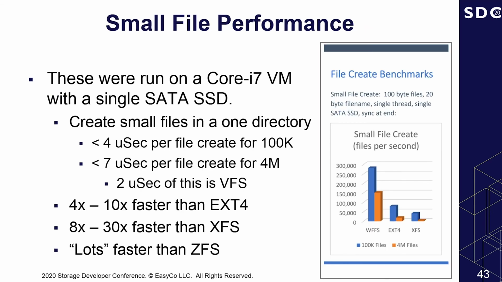So how about some numbers? I did some testing on a Core i7 7700K virtual machine with a single SATA SSD. In this setting, VFS has about a 2 microsecond overhead before you even hit the file system logic. For in-ram updates that are small enough to fit inside a single atomic update, file creates come in at under 4 microseconds total. This includes the 2 microseconds of VFS, and this is 4 to 10 times faster than ext4 and 18 to 30 times faster than XFS. It is a whole bunch faster than ZFS, although I didn't measure this.